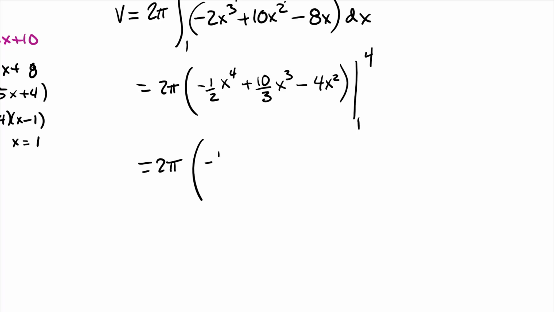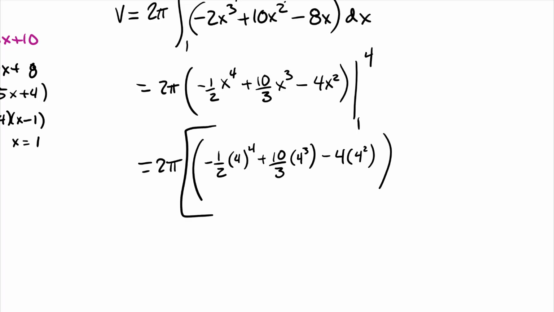So we have 2 pi. We got negative 1/2, 4 to the 4th, plus 10 over 3, 4 to the 3rd. I imagine a lot of y'all are going to check out now. You're like, I don't care to watch you do algebra. Or, oh, I'm sorry, arithmetic. And then we get minus 4. All right, you just ignore the x's and just plug them all in.